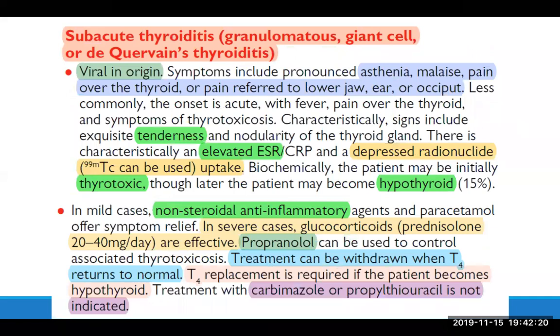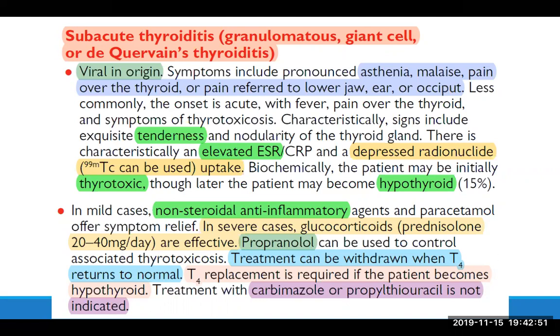Subacute thyroiditis, as we mentioned previously, is viral in origin, and the patient complains, especially in the preceding 2 weeks, of asthenia, malaise, pain over the thyroid, and pain referred to the lower jaw, ear or occiput. There is tenderness over the thyroid, ESR and C-reactive protein are elevated, and the thyroid scan will be low. The patient may present in the thyrotoxic stage or the hypothyroid stage.